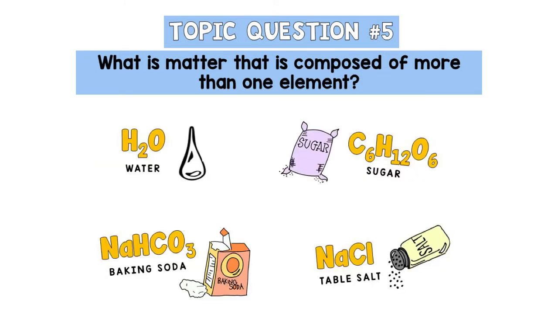Here are some other examples, including water, baking soda, sugar, and table salt. I'd like you to pause the video and try the do section. Make sure you circle all the individual elements.